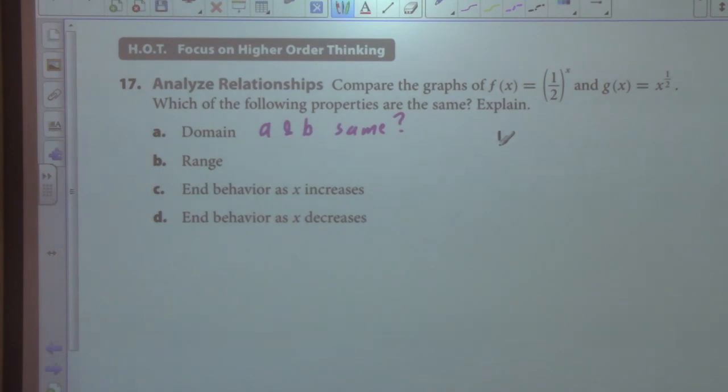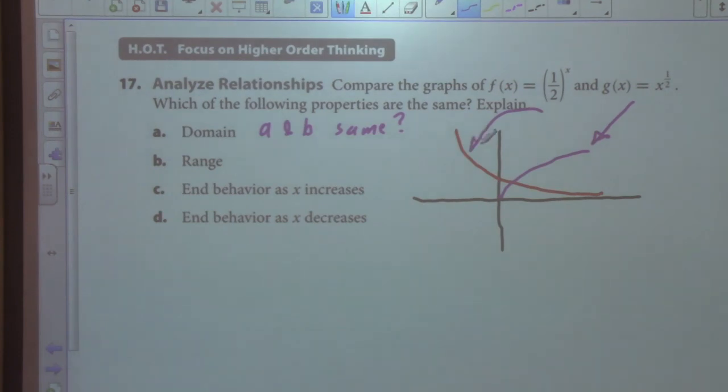Okay, look, here are the graphs. Here's f of x, right here. F of x is like this. What is g of x? G of x is like this. So here's g of x, and here is f of x. Are these domains the same? No, they're not. So it's B.